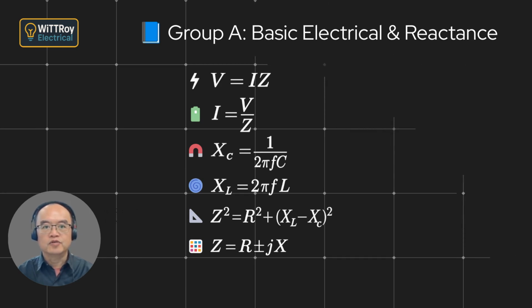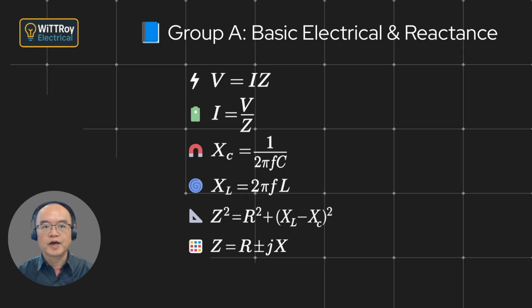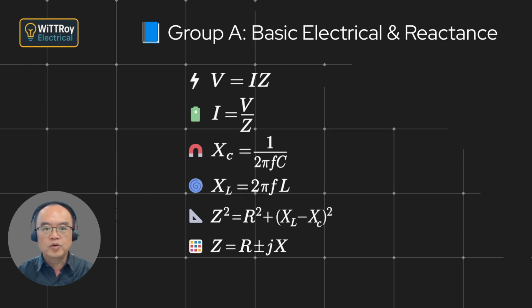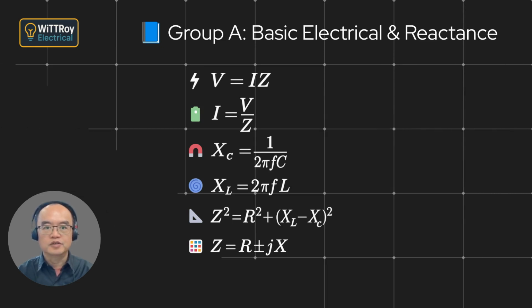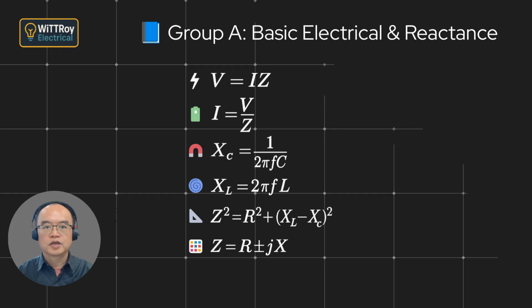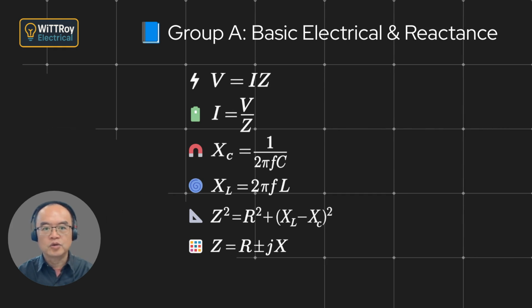Now we go to the next formula in Group A. The formula is Z squared equals R squared plus (XL minus XC) squared. This formula is used to calculate the total impedance of an AC circuit. Z means impedance in ohms. R means resistance in ohms. XL and XC are reactance values, also in ohms. Repeat, Z squared equals R squared plus (XL minus XC) squared.